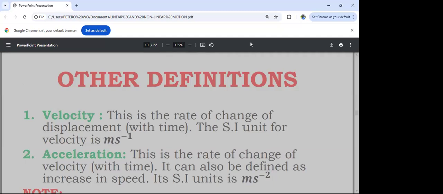Okay, hope we are done writing those definitions. One of them is velocity.